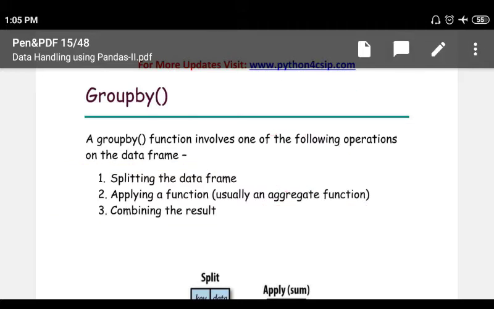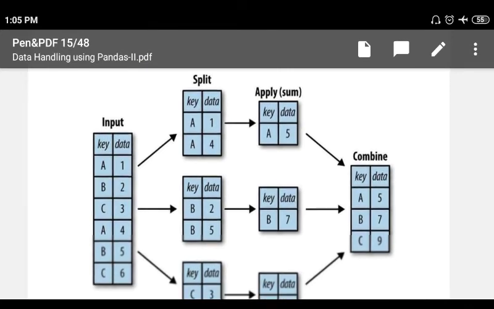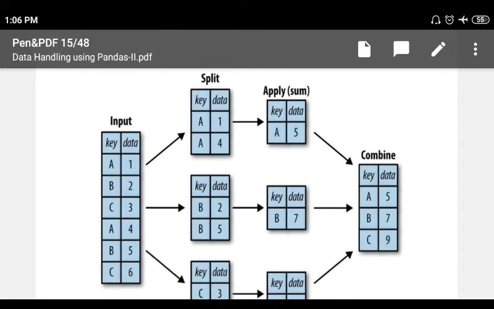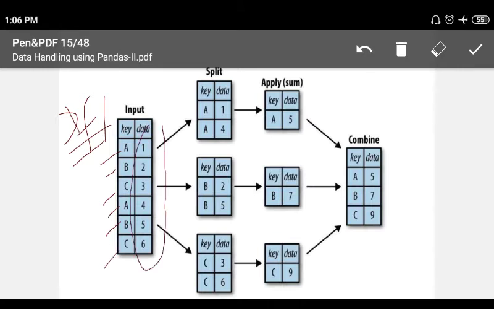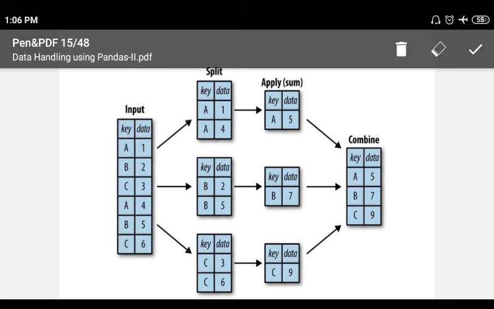So how to do this? Let us see. Let us say we have one data frame, this is our input data frame, data frame 1. These are the indexes or keys, and these are the data. First it will perform the split operation. Here we have grouped on the basis of key A. There are two records for A, and their data is 1 and 4.